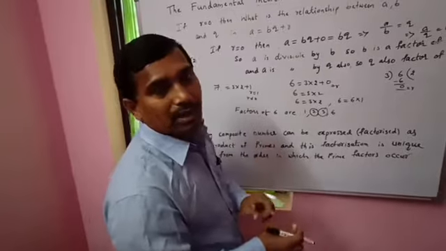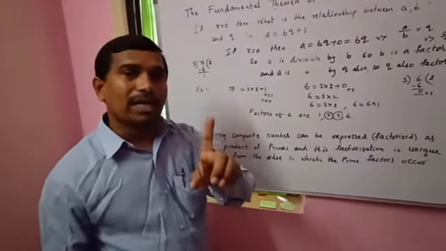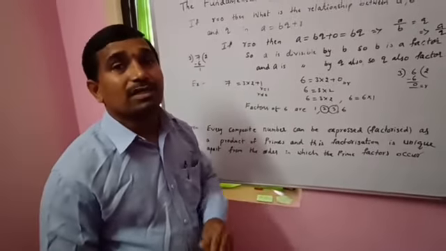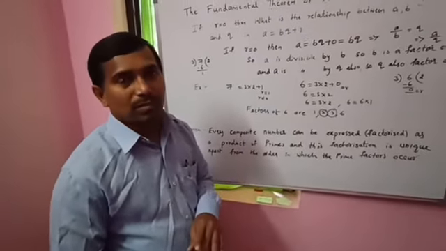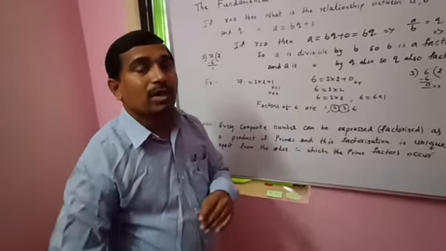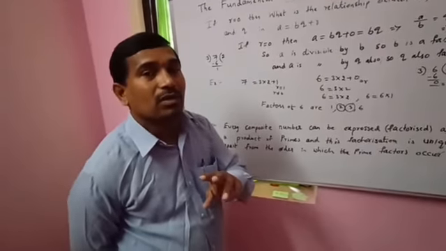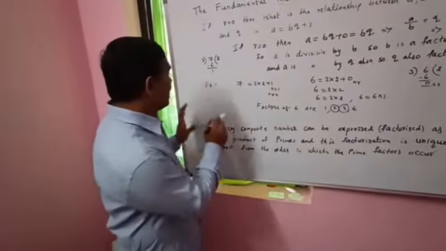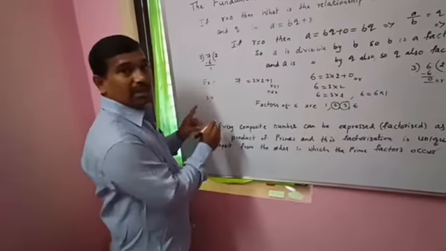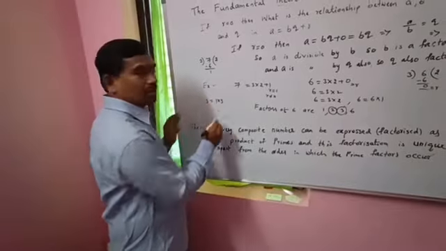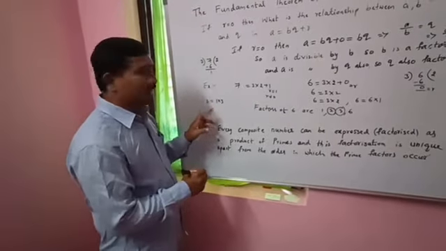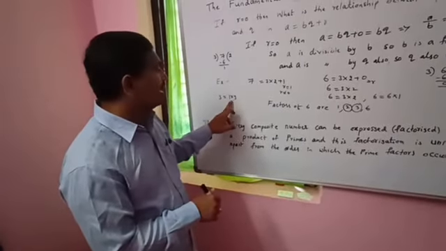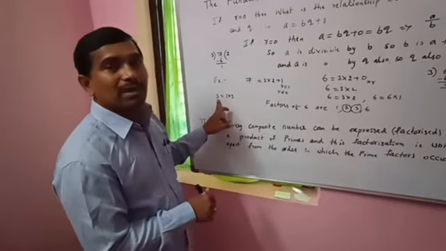Do you know what a prime number and a composite number are? If a number can be written as product of two integers, product of two numbers, that number is a composite number. If a number cannot be written as a product of any two numbers other than one and itself, that is a prime. For example, if you take 3, 3 can be written as product of 1 and itself. So you can't write 3 as any other two products. So if a number can be written only as product of 1 and itself, that number is called prime number.